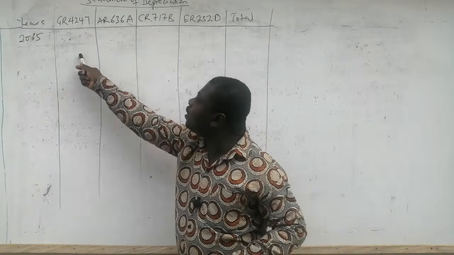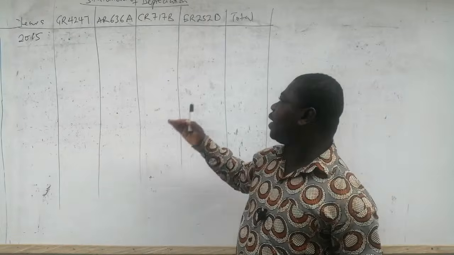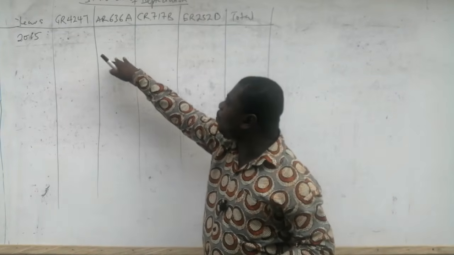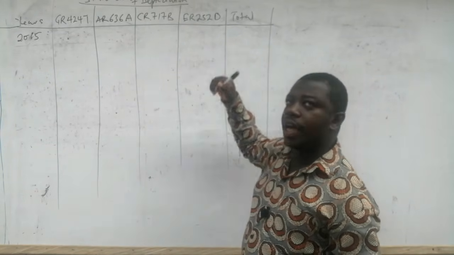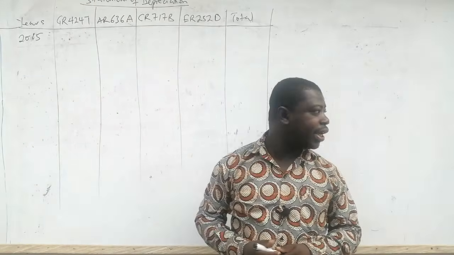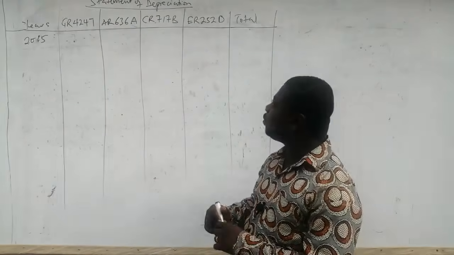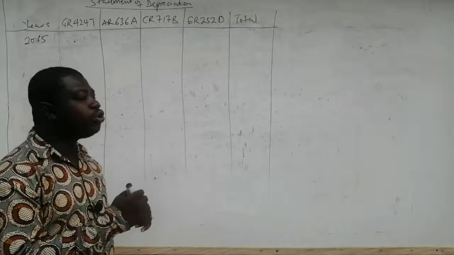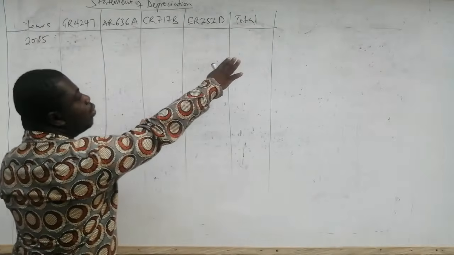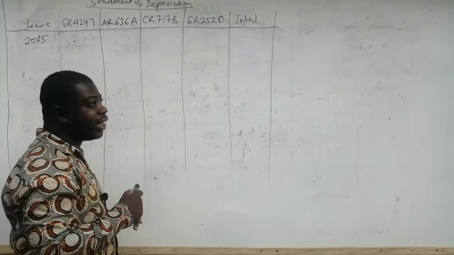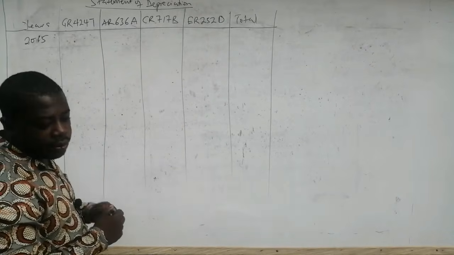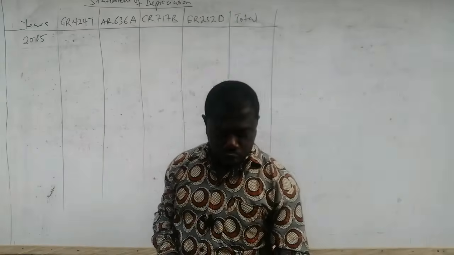We are going to calculate depreciation for each of them, and at the end of it, we add up all the depreciation charges and get the total depreciation for each year. We are going to do that asset by asset and then add it up to get a total for the year. So in 2015, let's begin with the first asset, JR4240.